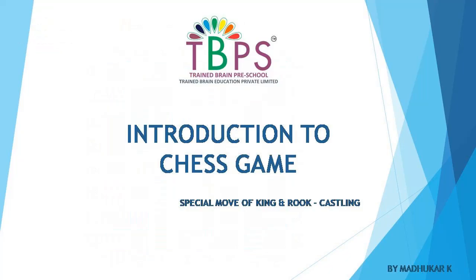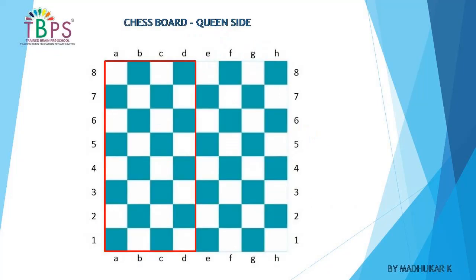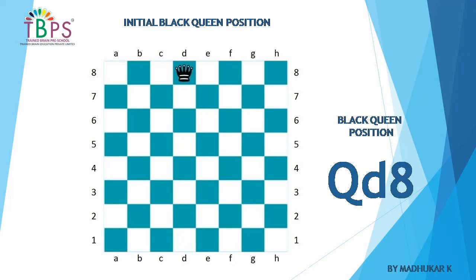The king and rook have a special move called castling. Let's see what it is. Before that, let's understand the two sides of the board. The side where the files A to D are displayed is called the queen side of the board because D1 and D8 are the squares where the white and black queens are placed.